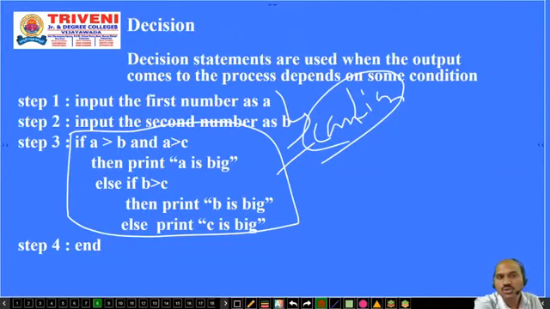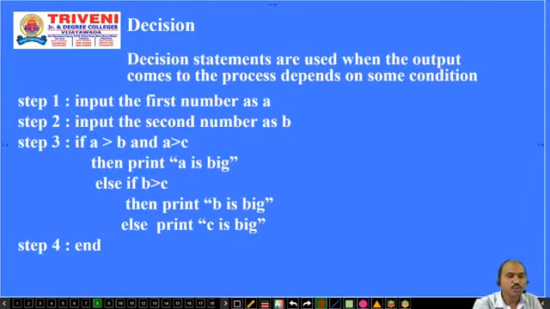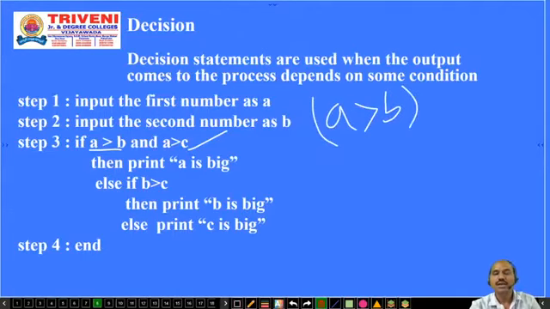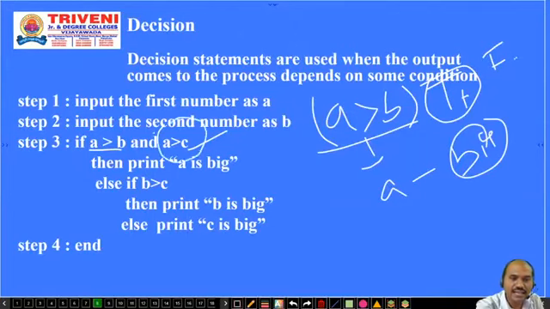Already I am telling you, the decision statement algorithm depends upon the condition. Here the condition is there, so we have to check whether A is greater than B. This is the first statement. If this value is true, we print that A is bigger. If it is not true, that means the statement is false, then we go to another statement, A greater than C, the next statement.